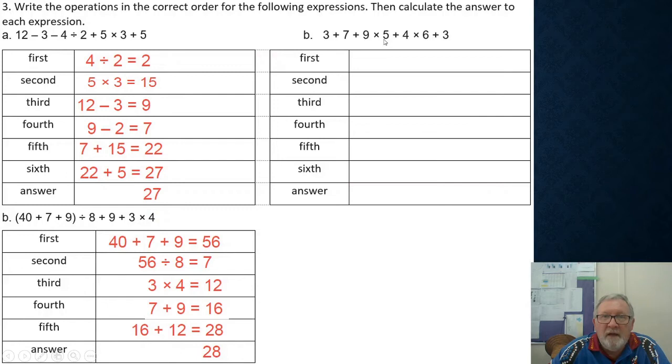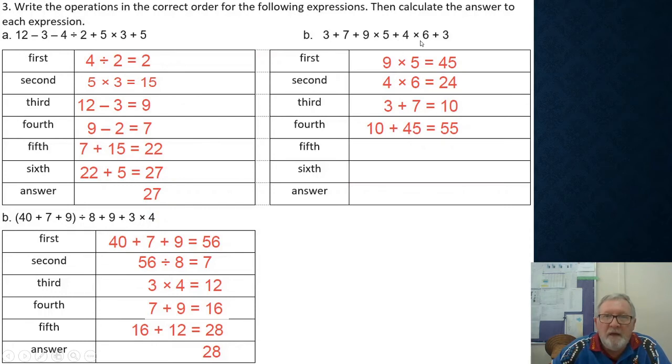So I'm going to tell you that there's 2 multiplications which need to be done first and then second. 9 times 5, 45. 4 times 6, 24. So we've done those 2 operations and now we're moving on to these ones. 3 and 7 at the beginning is 10. Then we've got to add the result of this. So it should be 10 plus 45. Now we're up to here. So we're up to 55.